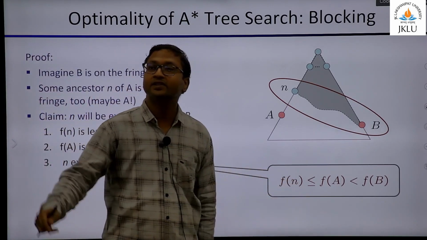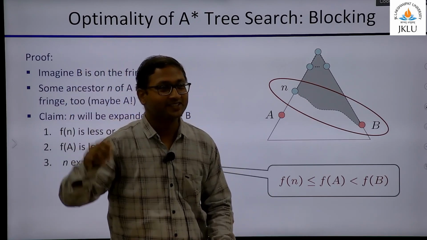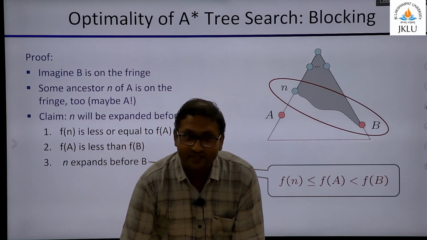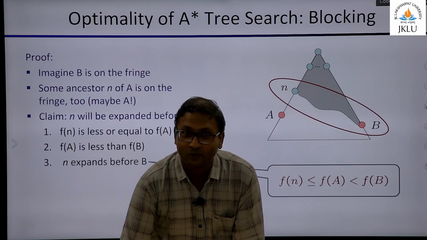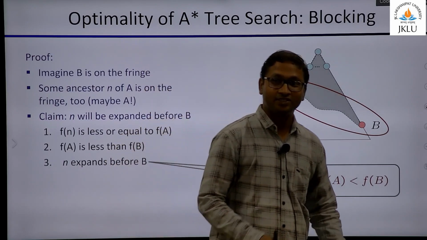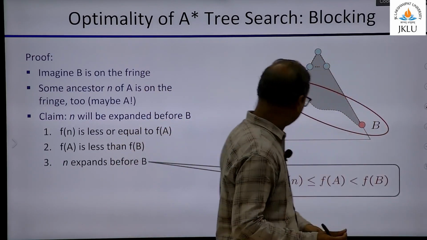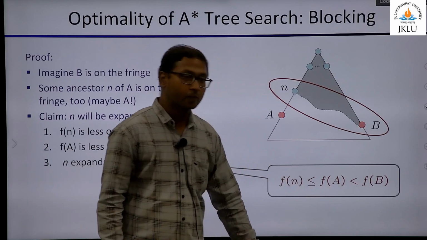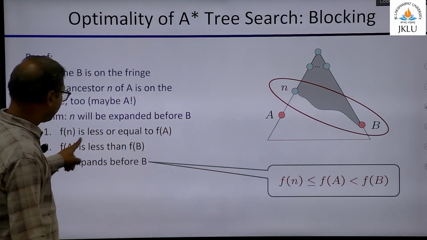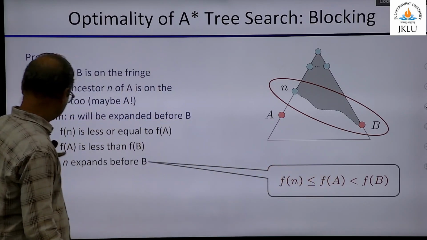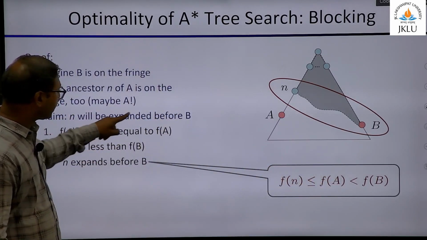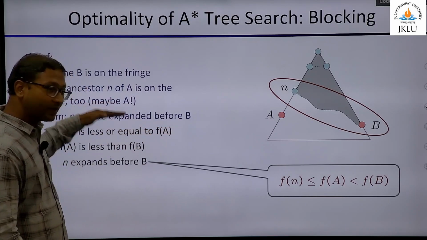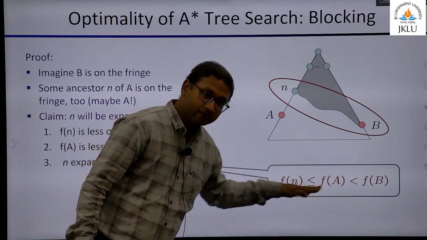What is F, by the way? How many people know what F is? Raise your hands, only if you know. What is the value of F here? G plus H. Okay. So Fn is less than or equal to Fa, which is less than Fb. Why so? Fa less than Fb, you already said in the one above, right? Now Fn is less than or equal to Fa, you said that in the one above it. So this is done. All right.